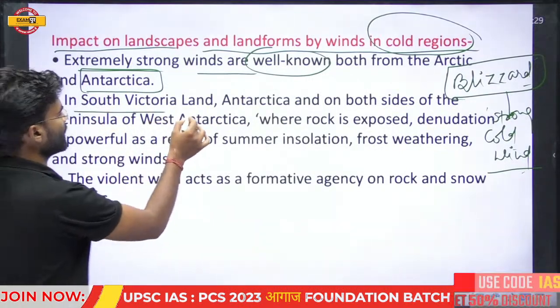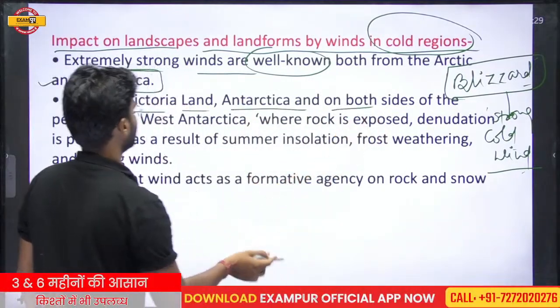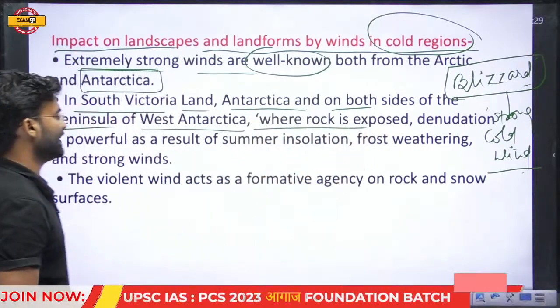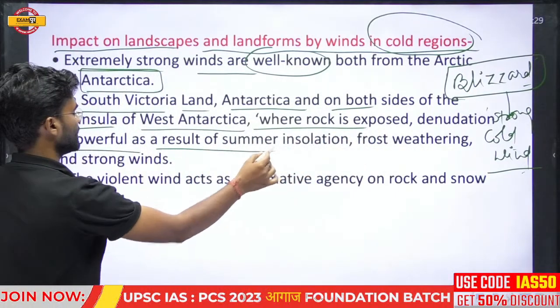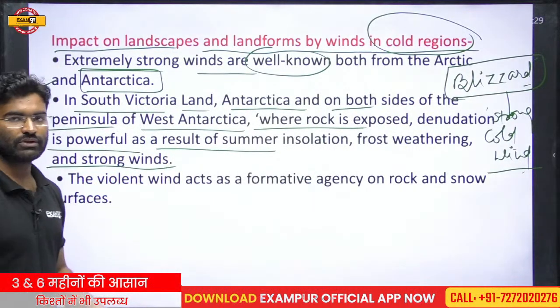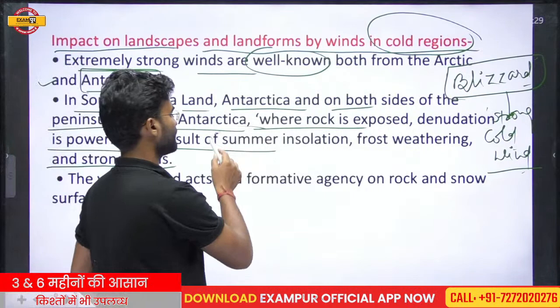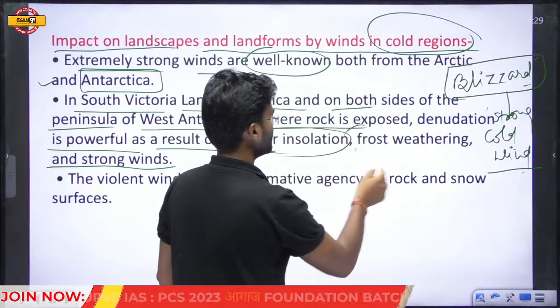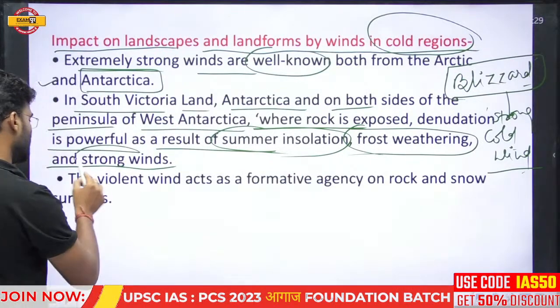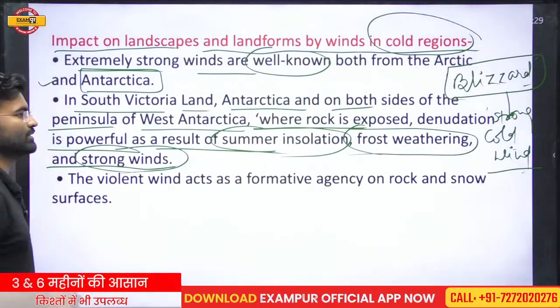So in South Victoria Land, Antarctica, and both sides of the peninsula of West Antarctica, where rock is exposed, denudation is powerful as the result of summer insolation, frost weathering, and the strong winds. So these are the phenomena by which exogenetic forces are working, or the exogenetic phenomena.